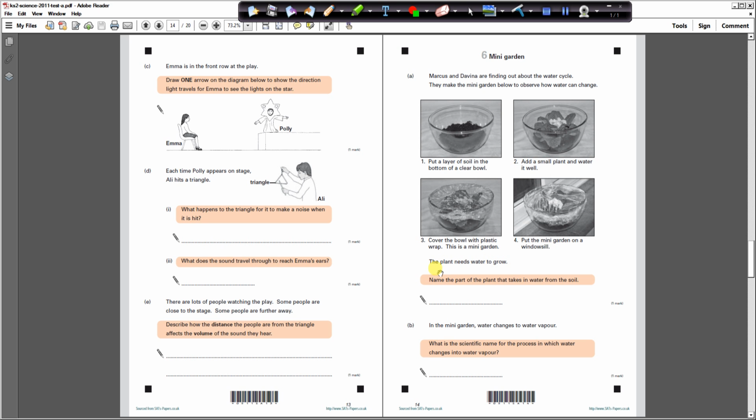But the first part says the plant needs water to grow. Name the part of the plant that takes in water from the soil.